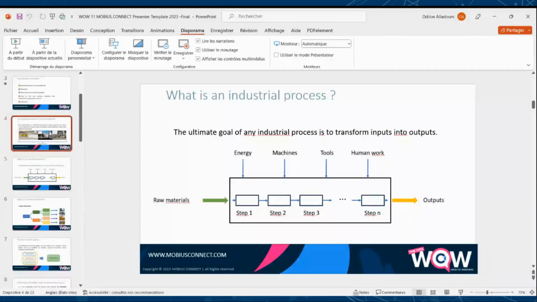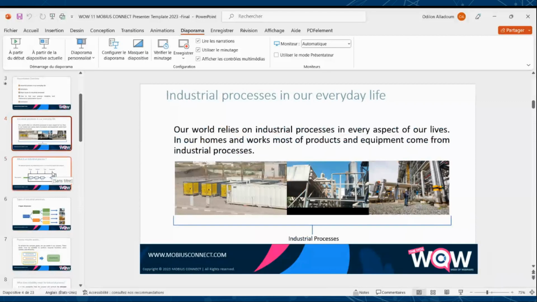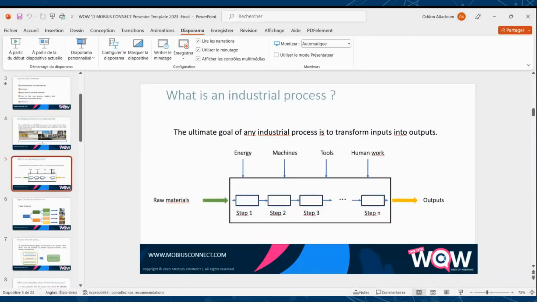We discussed industrial processes in our everyday life. Now, let us see what an industrial process is. The ultimate goal of any industrial process is to transform input to output. For example, we have power plants, refineries, cement production plants, the food industry, and the transportation industry.